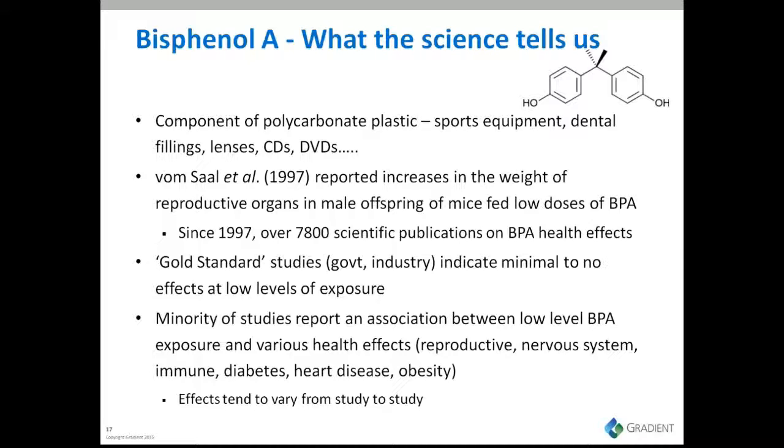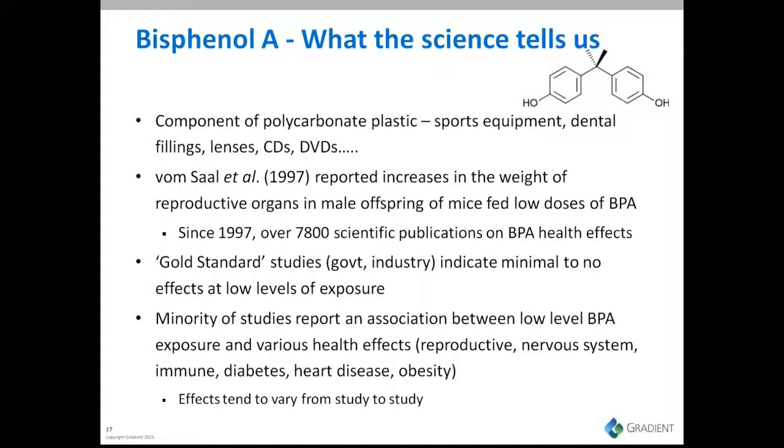As a result, it's found in many things: sports equipment, dental fillings, lenses, CDs, DVDs, all sorts of products actually. The current concern with BPA really started in 1997 when some researchers reported increases in the weight of reproductive organs in male offspring of mice who were fed low doses of BPA during pregnancy. And that really started the whole ball rolling.